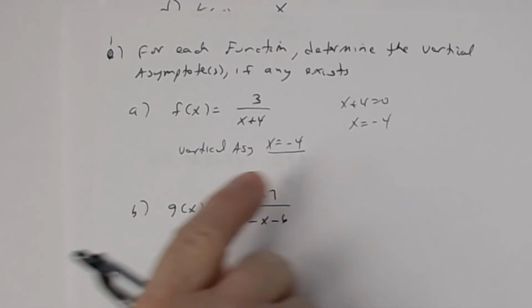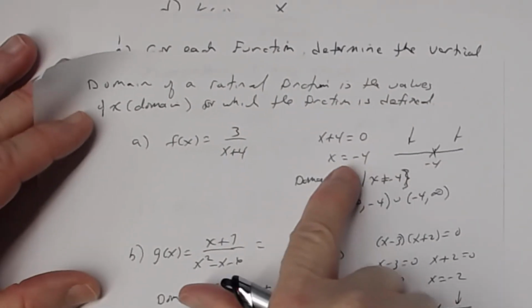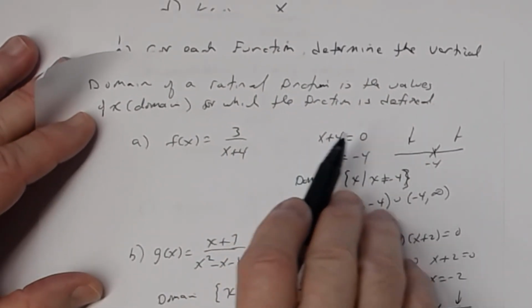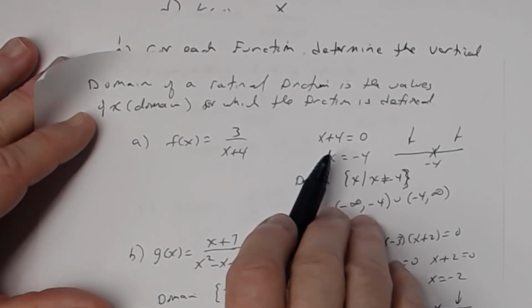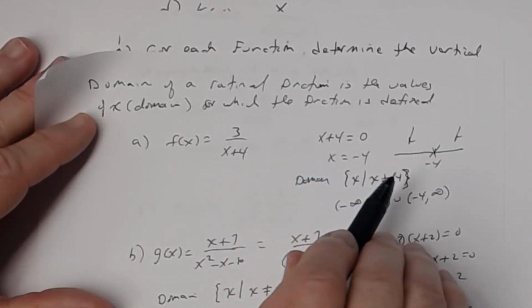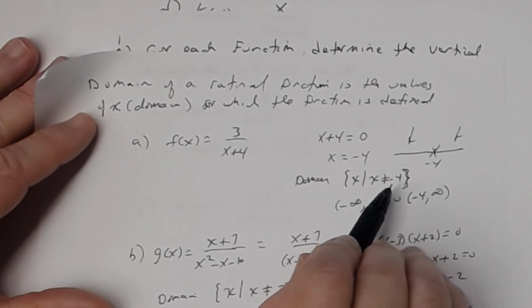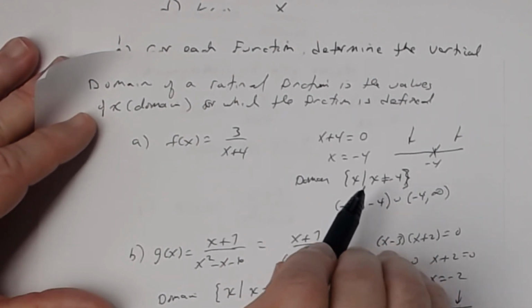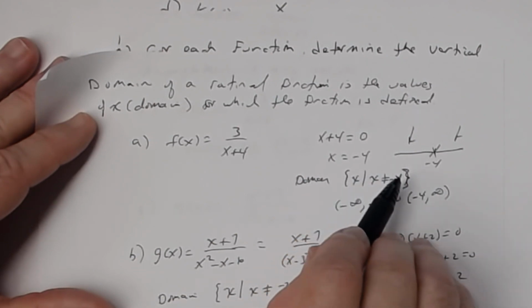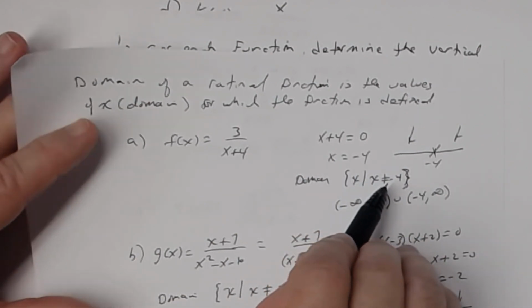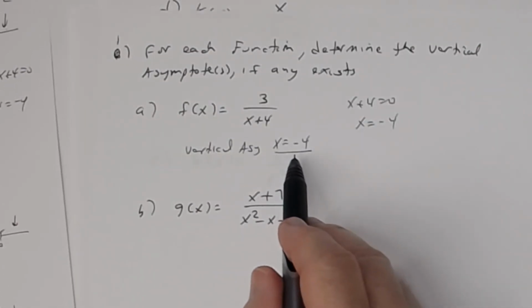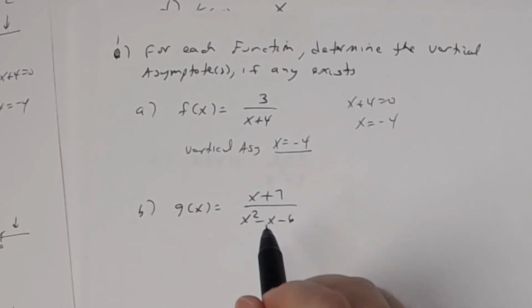Now, if you compare that with the domain, notice we got the same thing. x equals negative 4, right? The domain would be all real numbers except negative 4, and that's what you see here. It turns out that this value of x that's not in the domain is also the vertical asymptote. All right, let's look at this one.